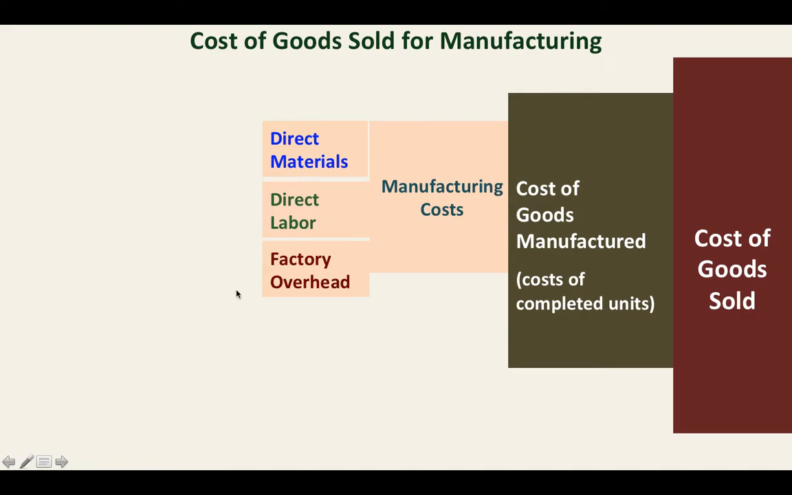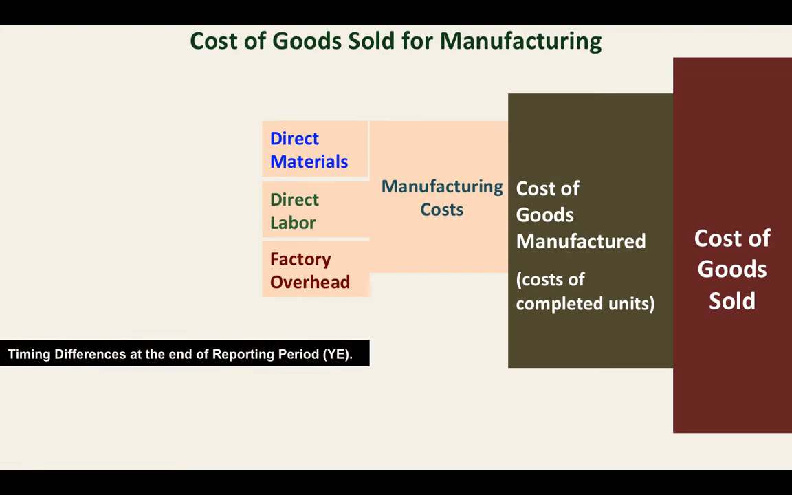But that is not the reality of the situation. I mean, the actual situation. Okay, it's not as simple as that. There will be timing differences at the end of the reporting period, at year end. Okay, what are those timing differences? So, for example, for direct materials, not all materials will be used. There will be materials that will not be used at year end.